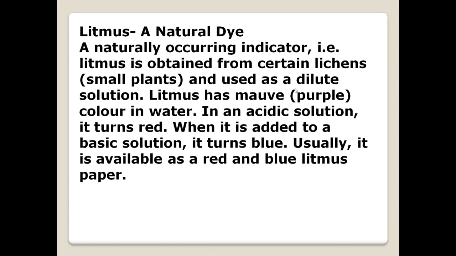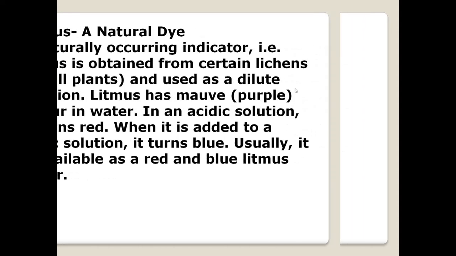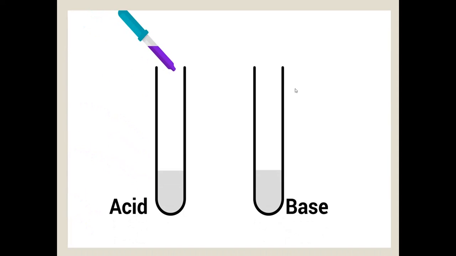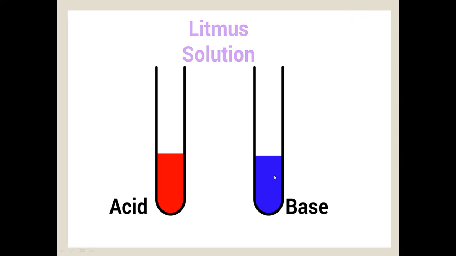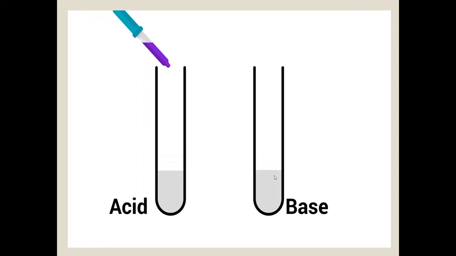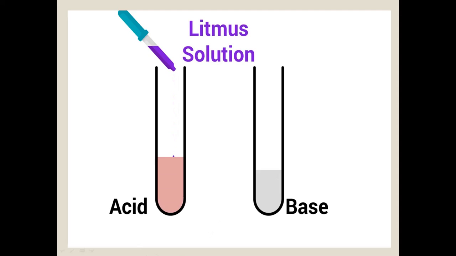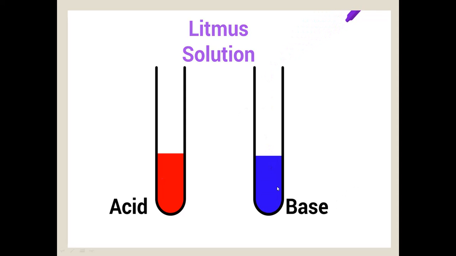In an acidic solution, it turns red. When it is added to a basic solution, it turns blue. Look at this image here. So here is a litmus solution which is purple in color, and if the litmus solution is added to acid, it turns red, and the same litmus solution if it is added to base, then it gives blue color. So litmus, which is a purple color indicator, gives red color with acid, and it indicates that the given solution is acidic in nature, and if it is added to base, it gives blue color.